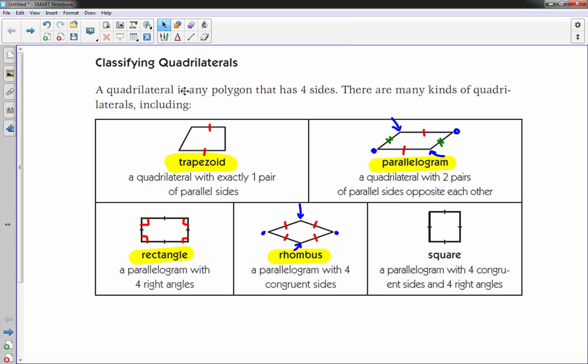And last but not least, a square. It's a parallelogram with 4 congruent sides and 4 right angles. So it's a parallelogram, and it could be a rectangle too. We talked about that. And by definition, it looks like it fits the definition of a rhombus. So sometimes some things can be what other things are not, and vice versa with these things.